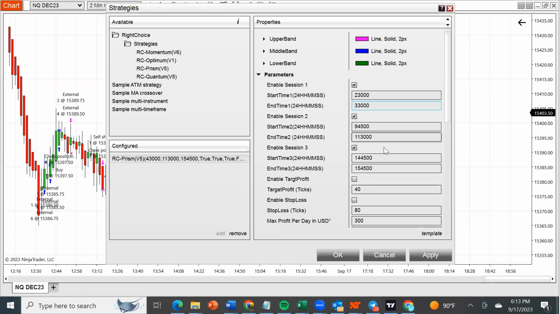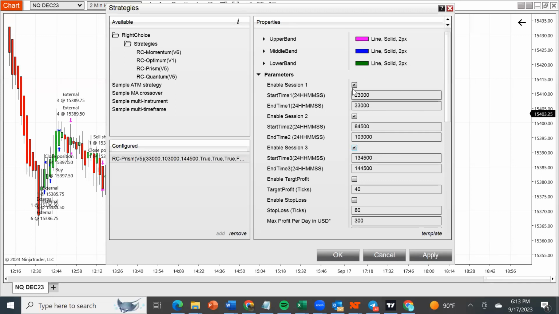4:30, I'll change it to 3:30. 9:45, that means I'll start at 8:45. 11:30, I'll change it to 10:30, because Central is 1 hour behind Eastern. So I'm just reducing everything by 1 hour. Instead of 14:45, I will change it to 13:45, because from 1:45 to 2:45 there will be a power hour again. Earlier we used to have only one session.